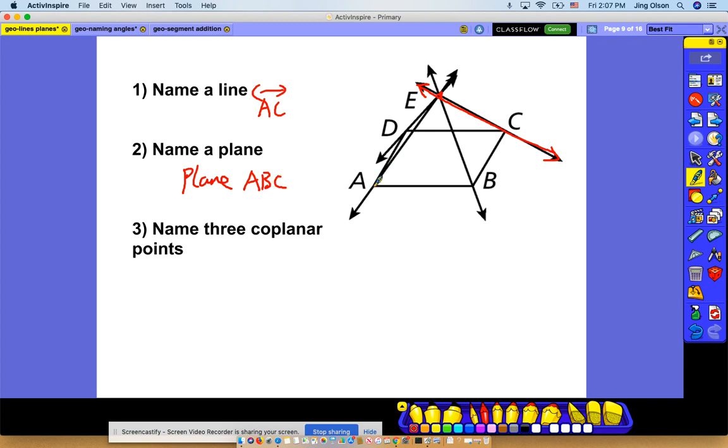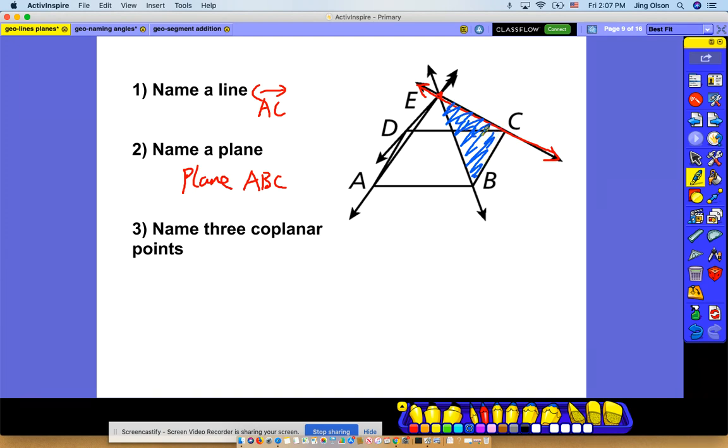You might ask, can I use plane ADC? Yes. Can I use plane BCD? Yes. As long as you use 3 non-collinear points, that will work. Pick 3 points that are not on the same line. Name 3 coplanar points. Which 3 points are on the same plane? You can pick any plane. I'm going to pick this plane on the right side. So there's a plane right here, right?